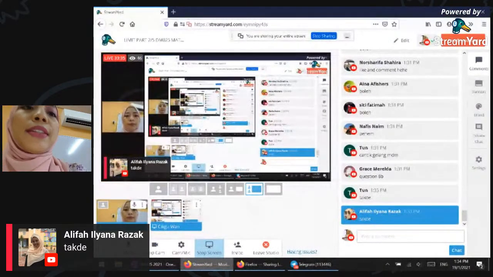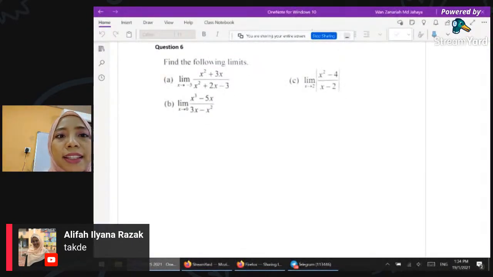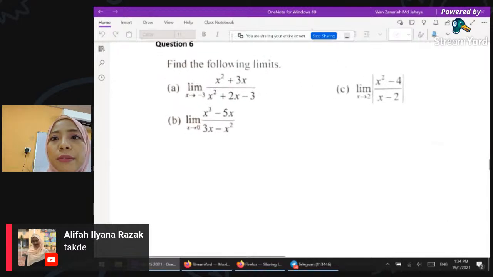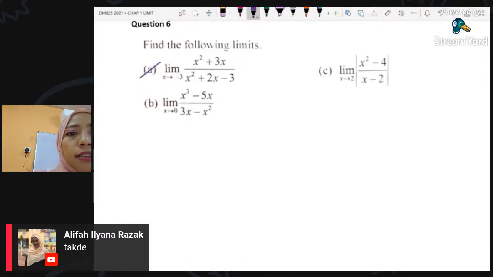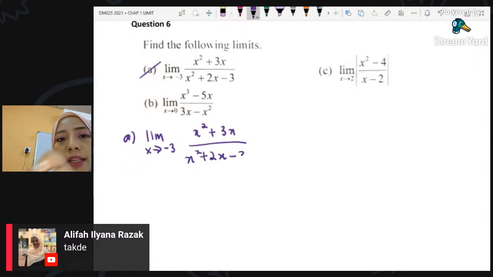Alright, question 6. Find the following limits. We will do question A. Maybe you can check your answer, hold a red pen and you can mark. So when you substitute -3, I rewrite the question: limit x approaching -3 of x square plus 3x over x square plus 2x minus 3. When you substitute -3, you get 9 plus -9 over 9 minus 6 minus 3. So this is basically 0 over 0.